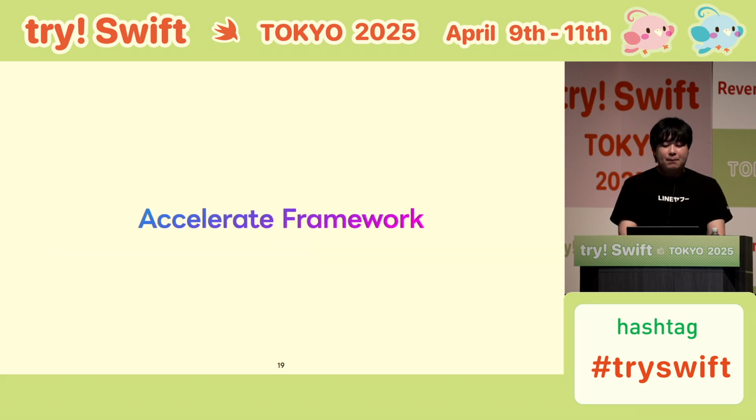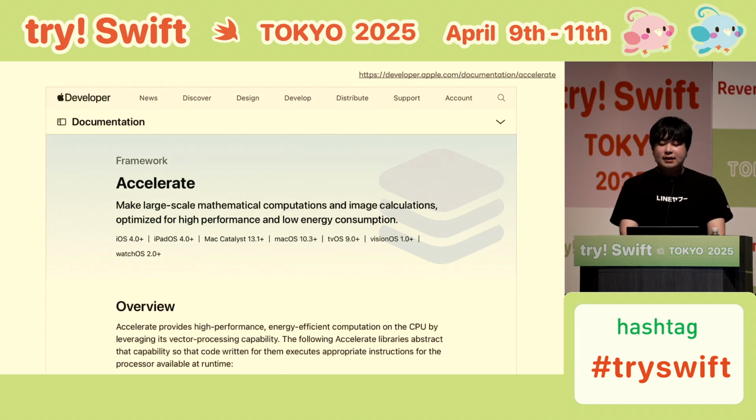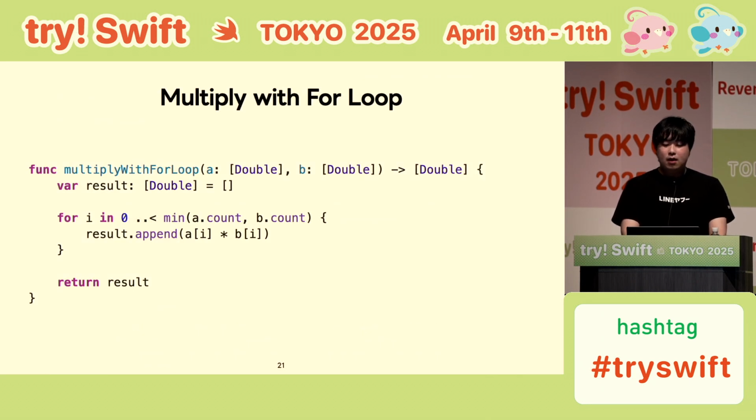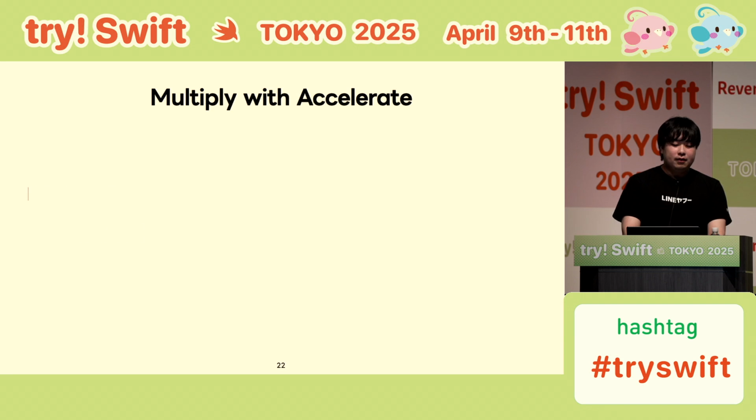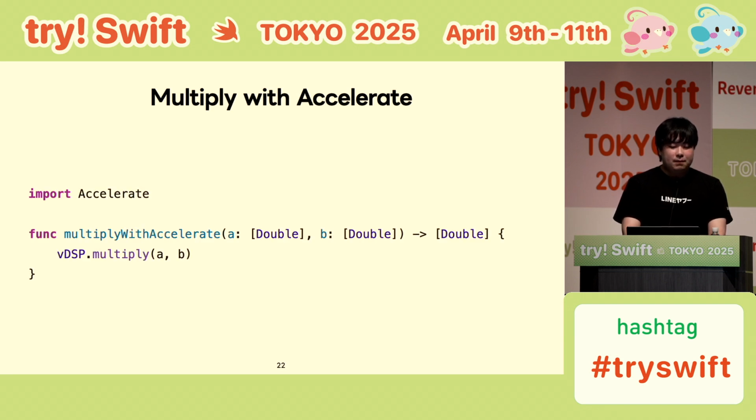This is where Apple's Accelerate framework comes in. The Accelerate framework provides optimized tools for fast numerical calculations. Using Accelerate, we can replace the for loop with this vDSP.multiply function.